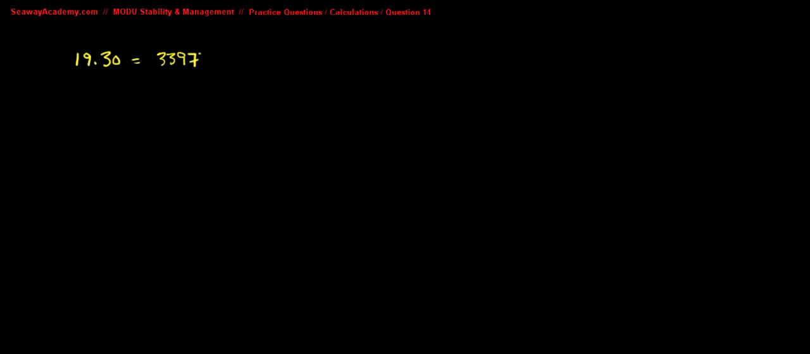What we do find is a draft of 19.30, which has a displacement of 33,977, and a draft of 19.4, which is 34,048. So we take the difference between these two displacements, which is 71.